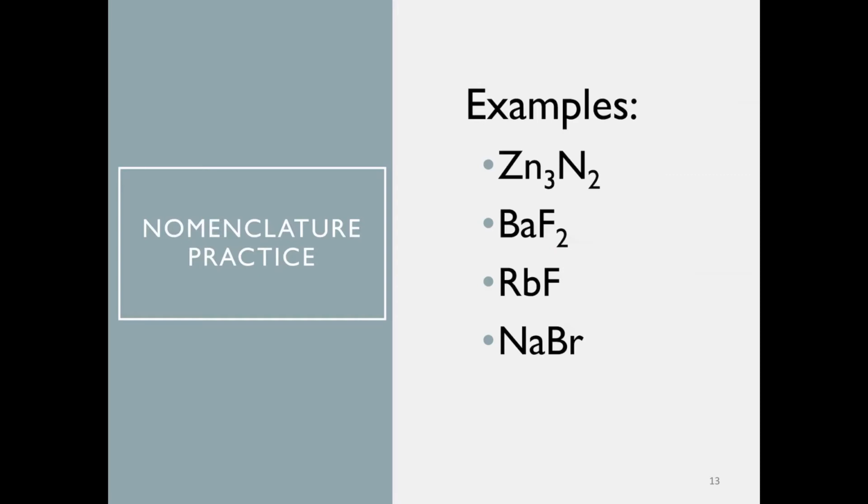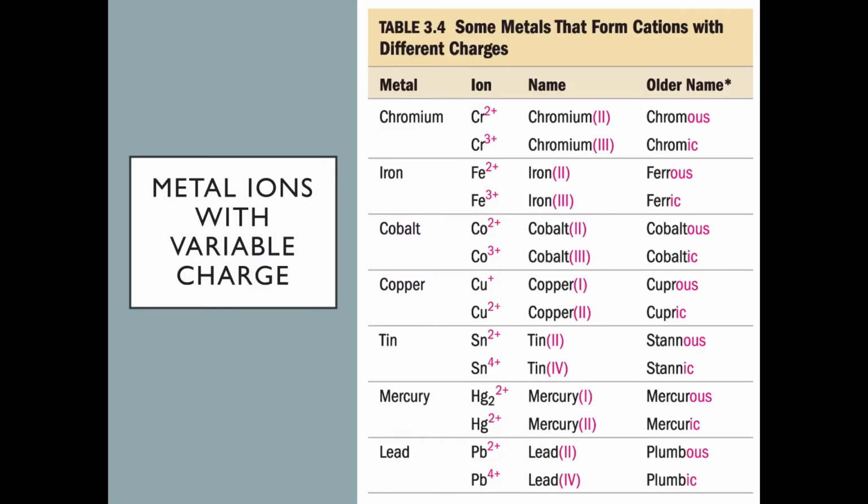So to name these, and I'll just go through these, you could pause if you want, but essentially, remember the first element is going to stay the same. The second element, we're going to change its name to end in IDE. So the first one would be zinc nitride, and then we have barium fluoride, rubidium fluoride, and sodium bromide. And you'll notice that none of these need any kind of prefixes or anything like that, and it doesn't matter for the name what these numbers on the bottom are. Okay, that doesn't matter at all when we're naming ionic compounds. When we get to naming molecular compounds, then those numbers on the bottom matter when we're doing the name. But for ionic compounds, the numbers on the bottom don't matter. We're just looking at what the elements are. We name the first element as its name. The second one changes to end in IDE.